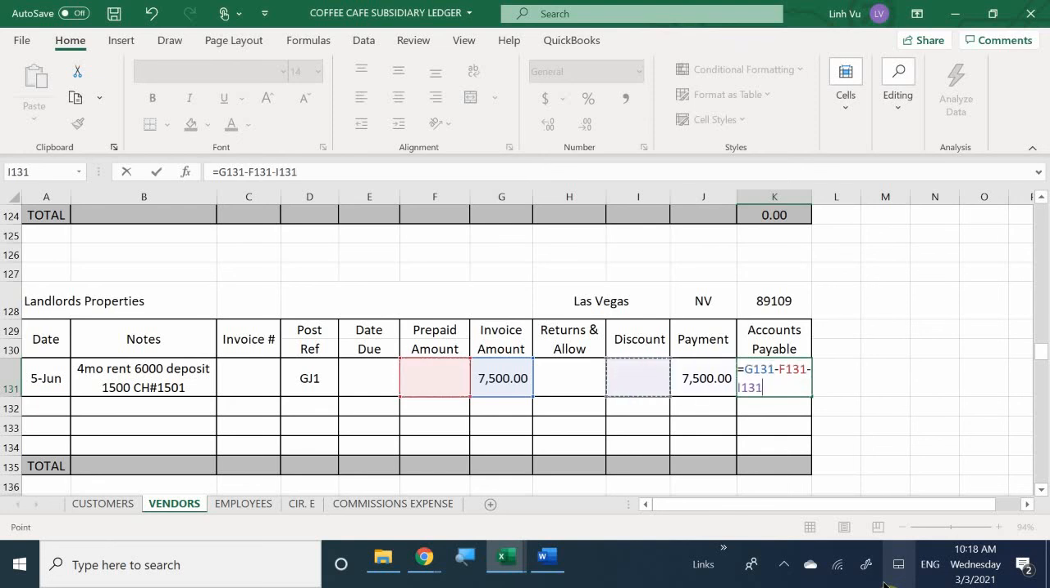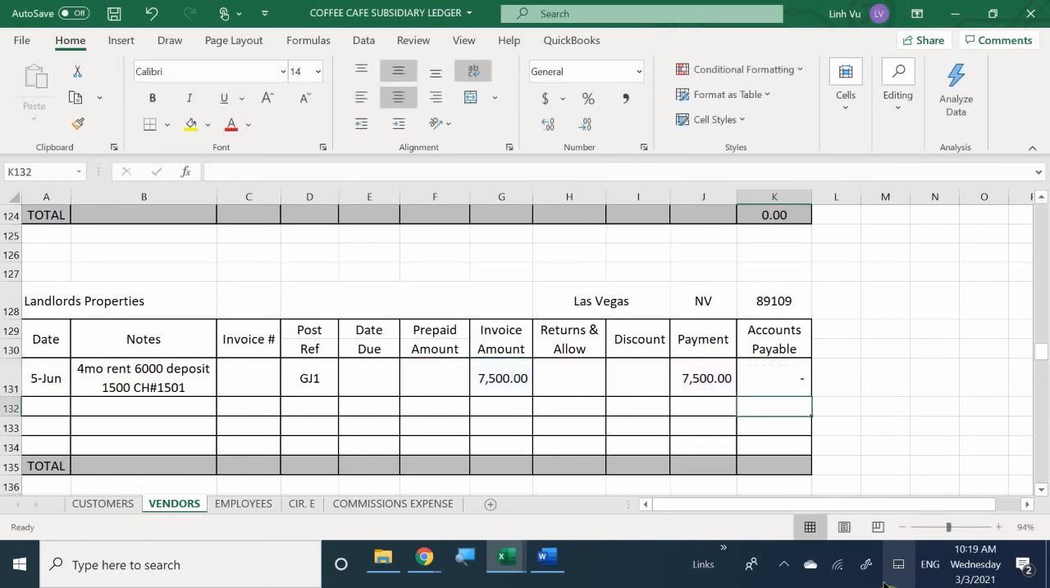Same thing if I had a return and allowance. It's going to decrease what I owe. If I get a discount, that's also going to decrease what I owe. And lastly, if I made a payment, of course, that's also going to decrease what I owe. So your starting point is going to be your total invoice amount. And you're going to subtract any prepaid amounts, subtract any returns, subtract any discounts, and subtract any payments. So in this case, if I press enter, my amount is 0.